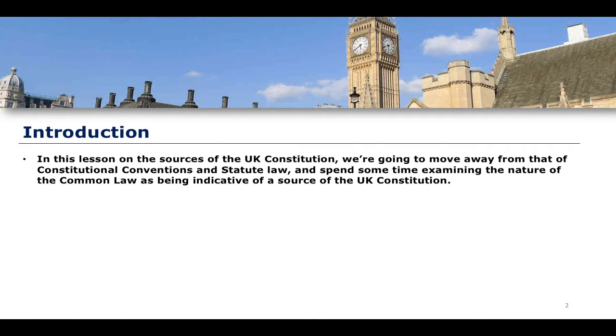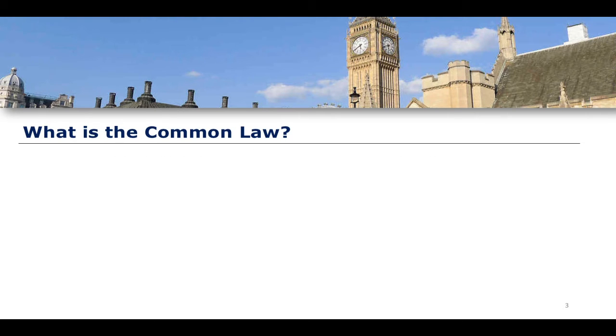In this lesson on the sources of the Constitution, we're moving away from the convention on the one hand and the statutes on the other. Arguably, you could make the claim that statute law and constitutional conventions are the most important, or at least the most interesting to talk about, sources of the UK Constitution. The common law is also an indicative source, but is one that isn't as controversial as, for example, a constitutional convention.